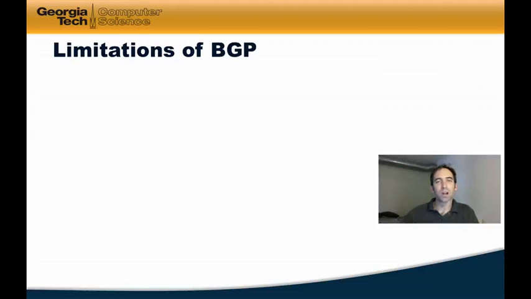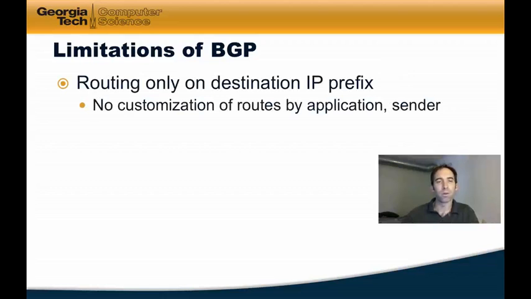We will start by looking at what is called a software-defined internet exchange. Before we get into discussing the advantages of deploying SDN in an internet exchange, let's first understand better the limitations of the Border Gateway Protocol, which is the Internet's current interdomain routing protocol. One limitation is that routing can only occur on destination IP prefix. In particular, there is no customization of routes by application, sender, and so forth. This makes it particularly difficult to send traffic along custom routes for particular applications such as video streaming or other types of applications that might want particular performance guarantees.